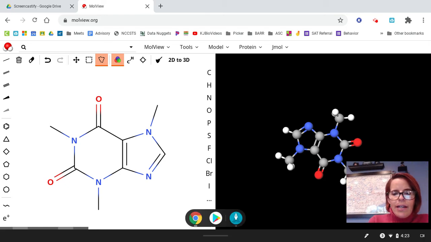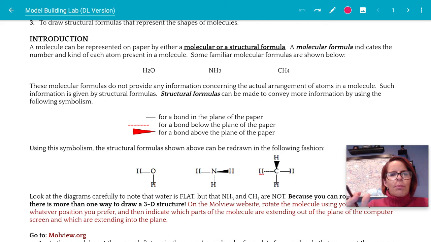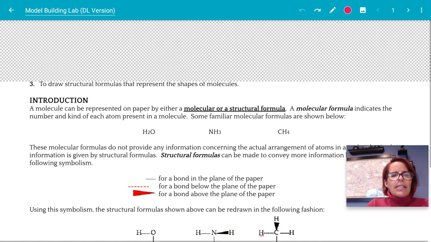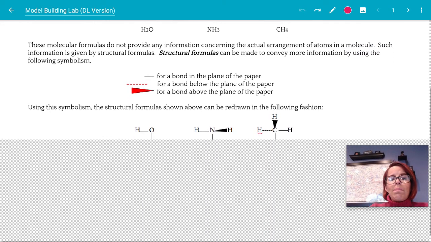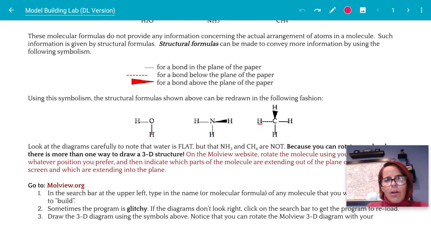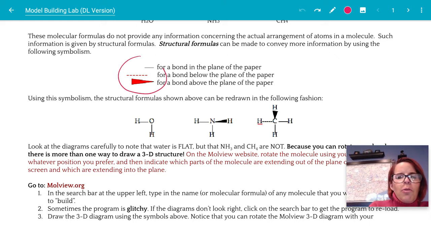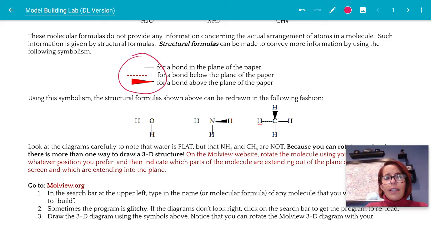I'm going to go ahead and open up, I have to jump around a little bit. So this is the lab itself. Remember that the whole idea is that we're going to be drawing Lewis dot structures, and we're going to be drawing the actual structural formula, so the shape of the molecule. In order to draw the shape of the molecule, we have to use those shapes right there.